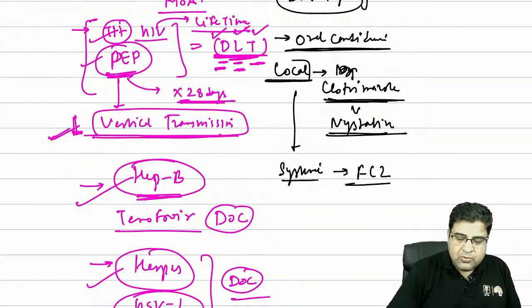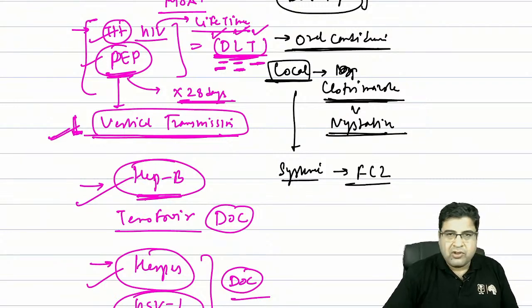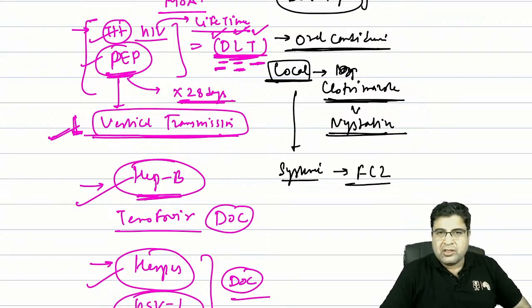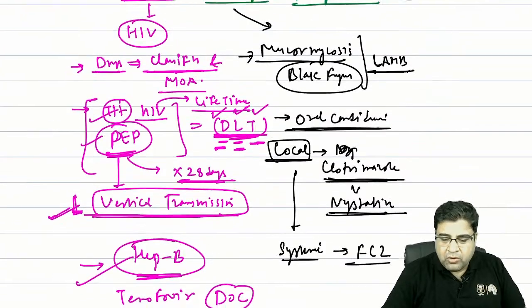So if you're thinking for local use you are supposed to mark nystatin, that would be wrong. Clotrimazole is the better option followed by nystatin. Then if it is not controlled, you have to switch to fluconazole, which is overall the best treatment for oral candidiasis.